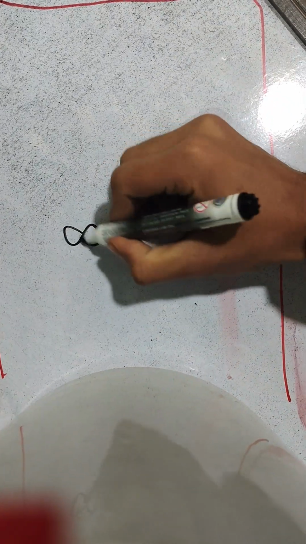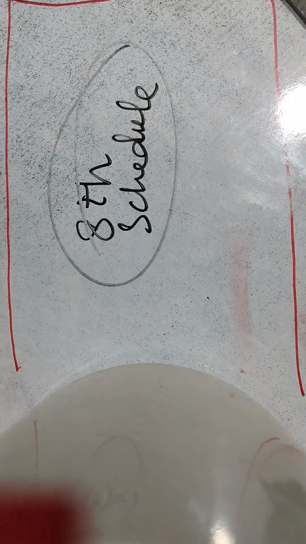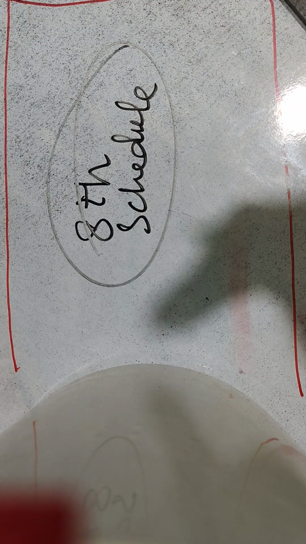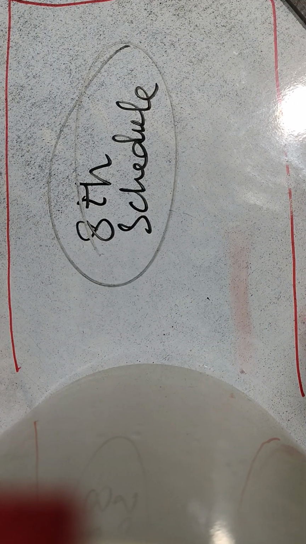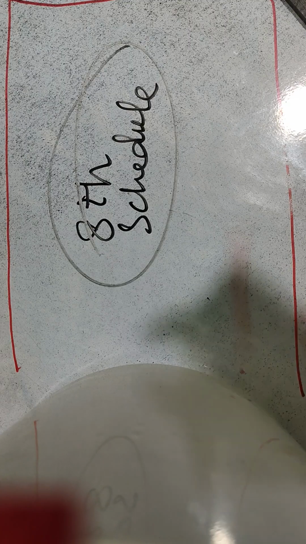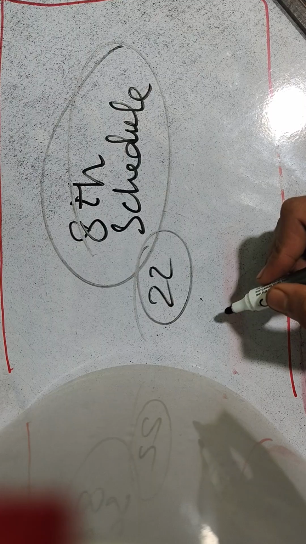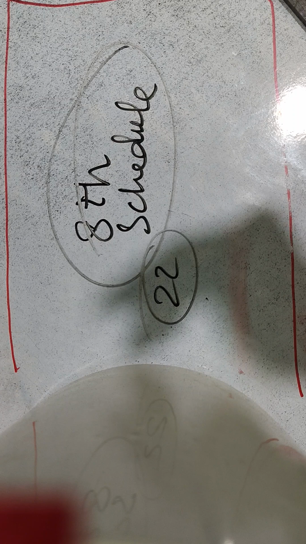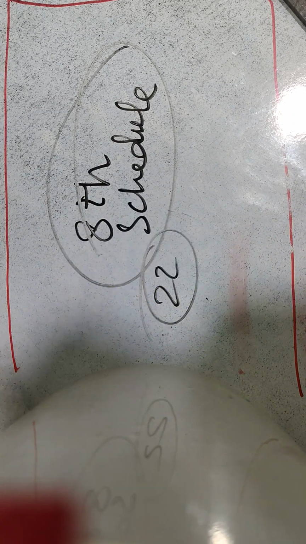Eighth schedule of the Indian Constitution. Now this eighth schedule talks about what? It talks about the 22 official languages. As we know, there are 22 official languages. How many? 22. And the 22 official languages are contained in the 8th schedule of the Indian Constitution.